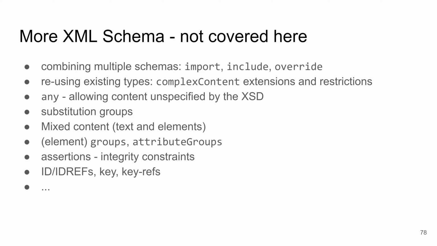We didn't talk about mixed content, so how you specify that an element can have both text and sub-elements. We didn't talk about groups and attribute groups, and we didn't talk about integrity constraints. If you are interested in those, you are free to take a look at the specifications or find the information in some tutorial. Nevertheless, what we covered here will do for our purposes and for the homework.